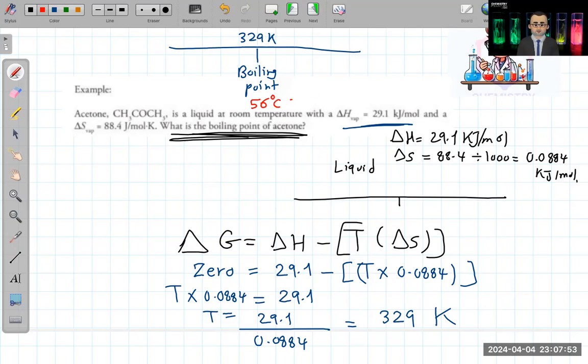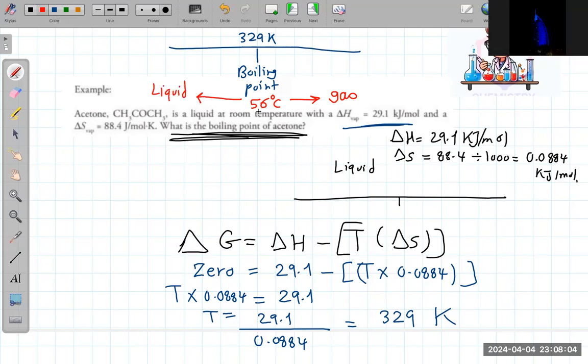Anything more than that is gas or liquid? Evaporated, so it will be gas. And anything less than 56 will be liquid. That's why he said at room temperature, at 25, it is liquid. So my answer is correct, sir, because 25 is less than 56 and you told me anything less than 56 is liquid. And he said at room temperature it is liquid.